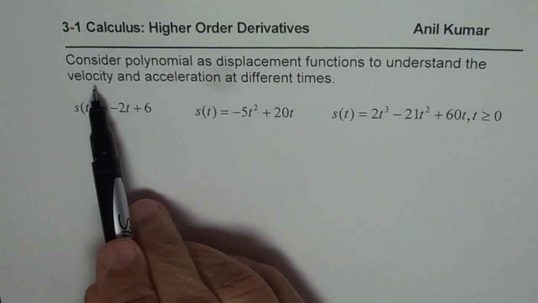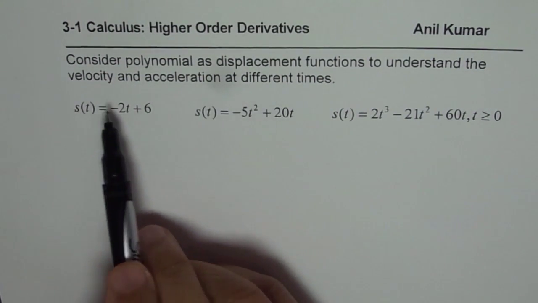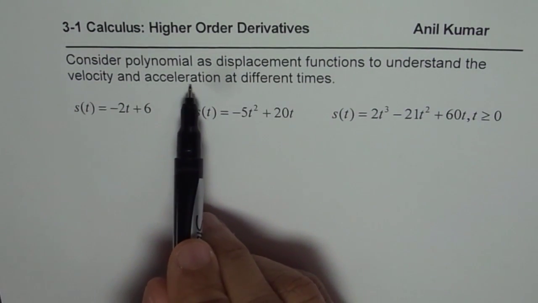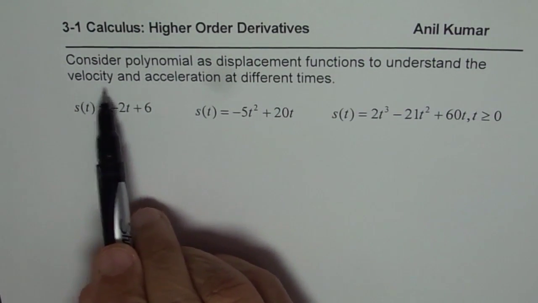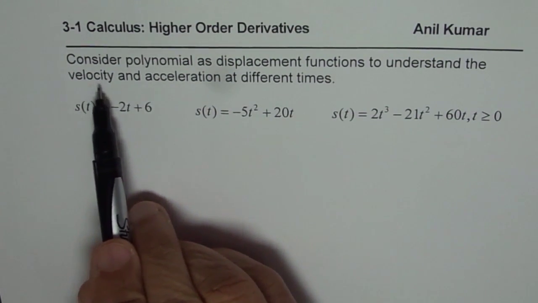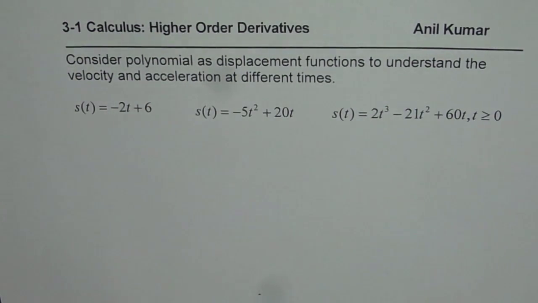You know, velocity is the derivative of displacement, the rate of change of displacement. So it is the first derivative of displacement. Acceleration is the rate of change of velocity, meaning the derivative of velocity. We can also say acceleration is the second derivative of displacement, and that gives you an introduction to higher order derivatives.